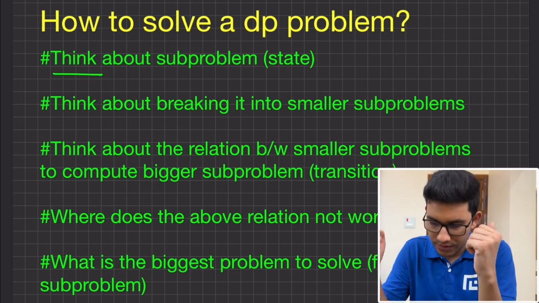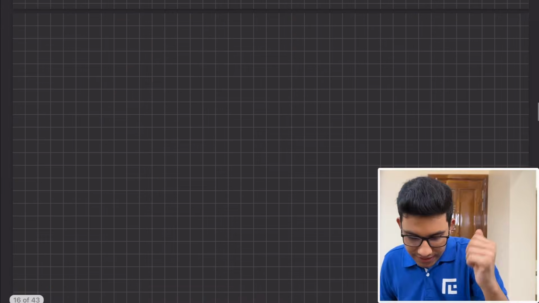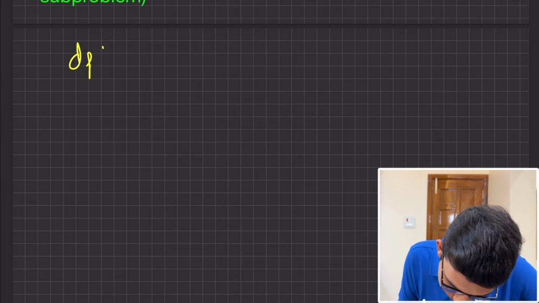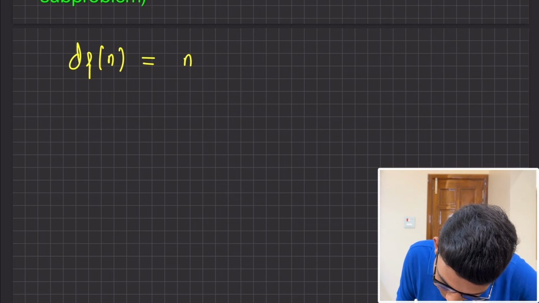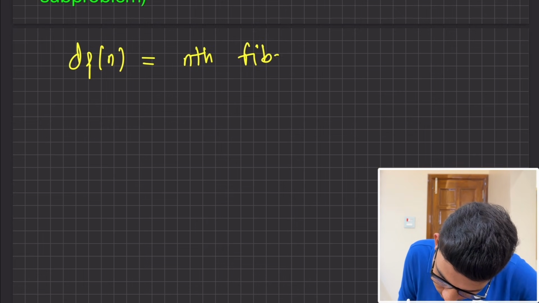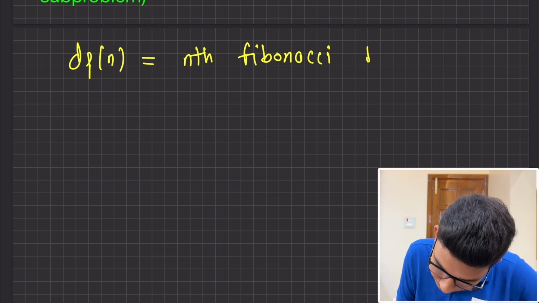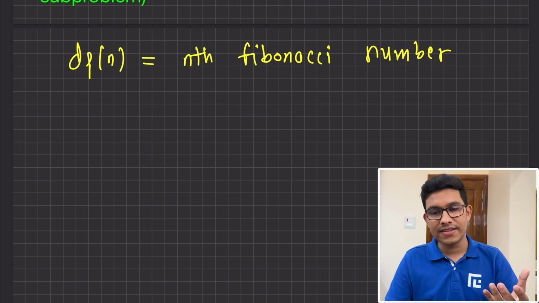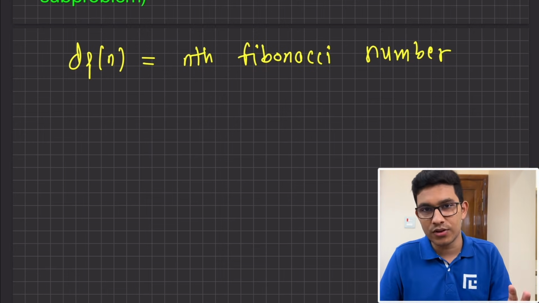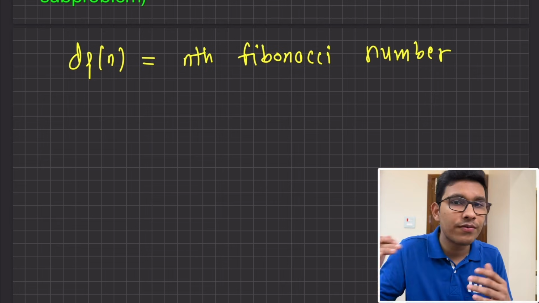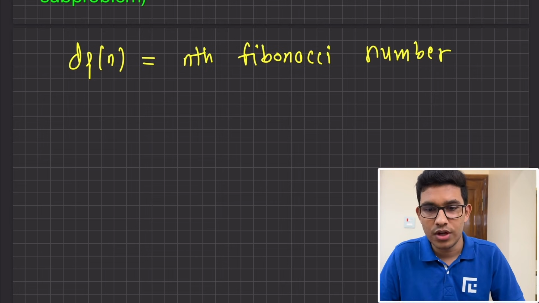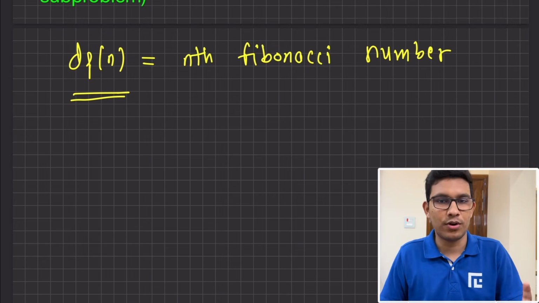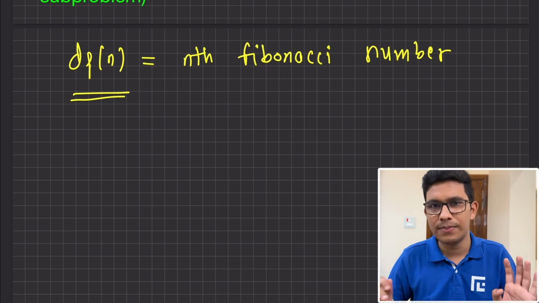That is very important. In our case, what did we do? We said something like this: DP of n is equal to nth Fibonacci number. We said this in the Fibonacci problem. So here, determining this sub-problem was very easy because it was already written in the formula that f of n is equal to f of n minus 1 plus f of n minus 2. So you knew for a fact that I can make f of n a sub-problem. Now f of n and dp of n are the same thing.